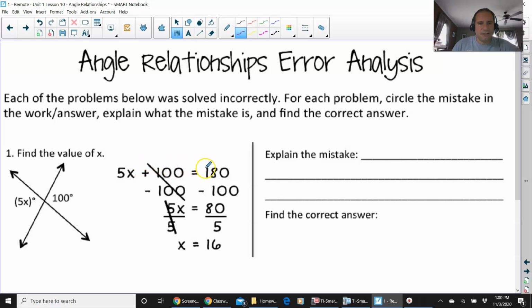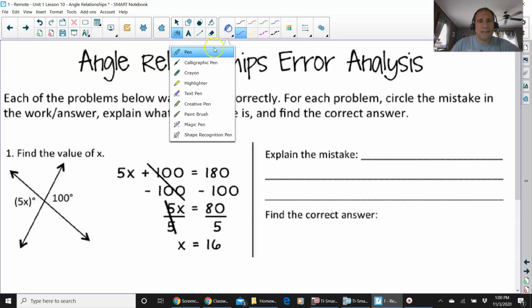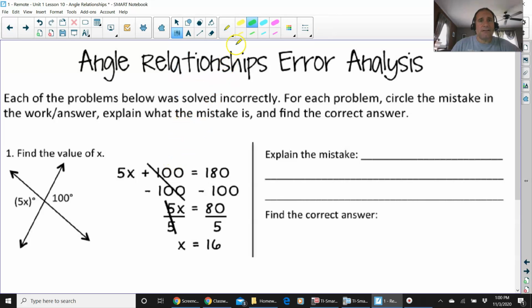Okay, so here we go. 5x plus 100 equals 180. I'm not going to circle it, I'm going to highlight it. That is a mistake right off the bat. So we have a mistake right there. What is the relationship between this angle and this angle? What's the relationship?